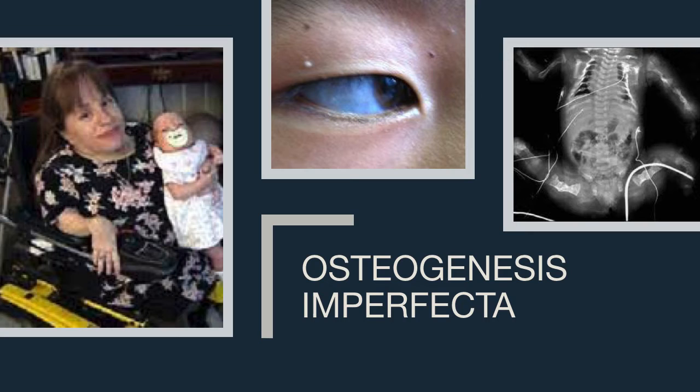The picture right next to it is of a baby right after birth. These kids are so fragile that even before they're born, they start getting broken bones. You can see on this picture some of the broken bones and some of the healing sites. So they have a lot of breaks with various stages of healing.